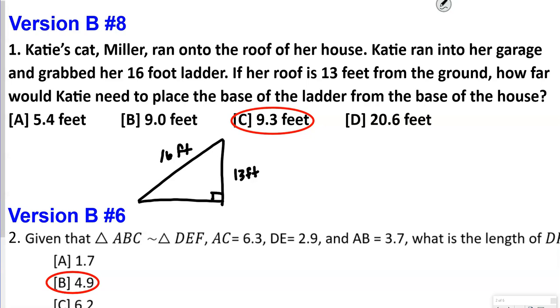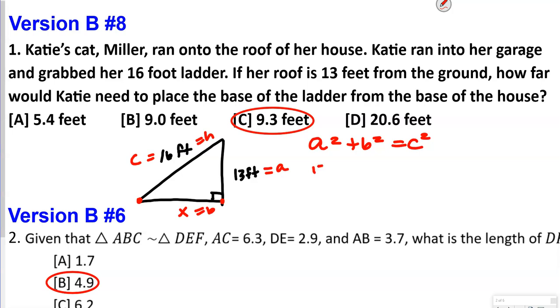So notice that we have two sides of a triangle, and so we're going to use Pythagorean's theorem. So we're going to use a squared plus b squared and set that equal to c squared. Hopefully all of y'all know that this is c because it's our hypotenuse, right? And it doesn't matter whether we label the 13 a or b, but then it says how far would Katie need to place the base of the ladder from the base of the house? Base of the ladder, base of the house, right? So this is the distance we're actually looking for, okay? So then we're going to make one of these a and one b. So we're going to make this our a and then we're going to make this our b, okay?